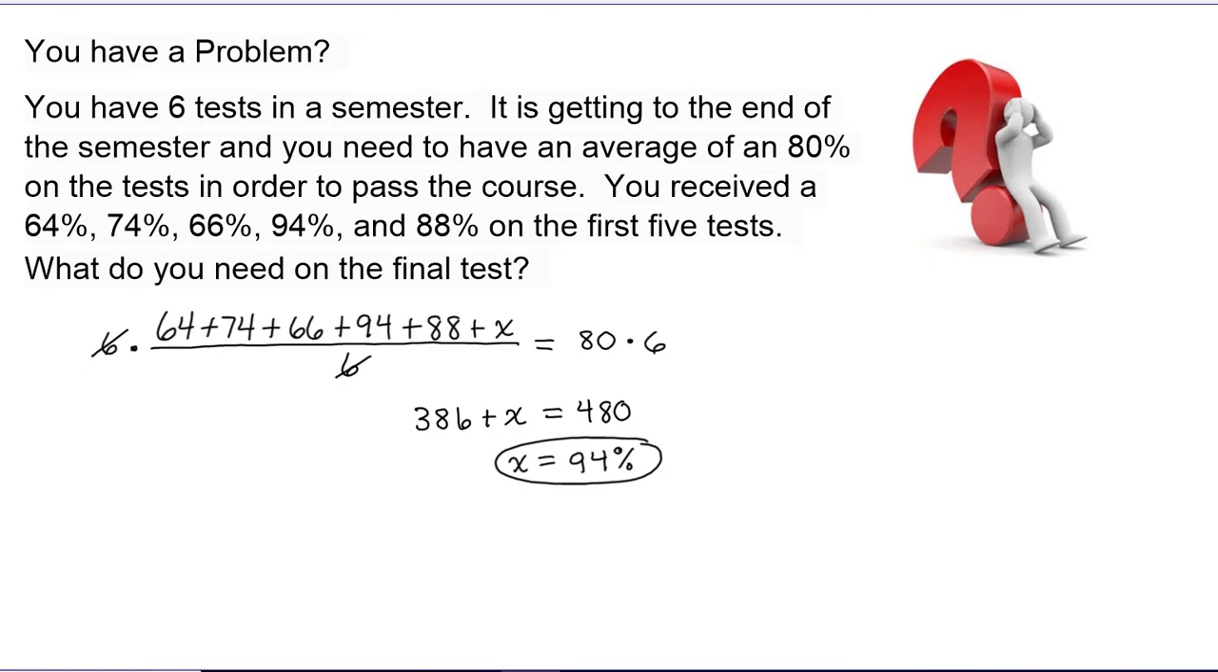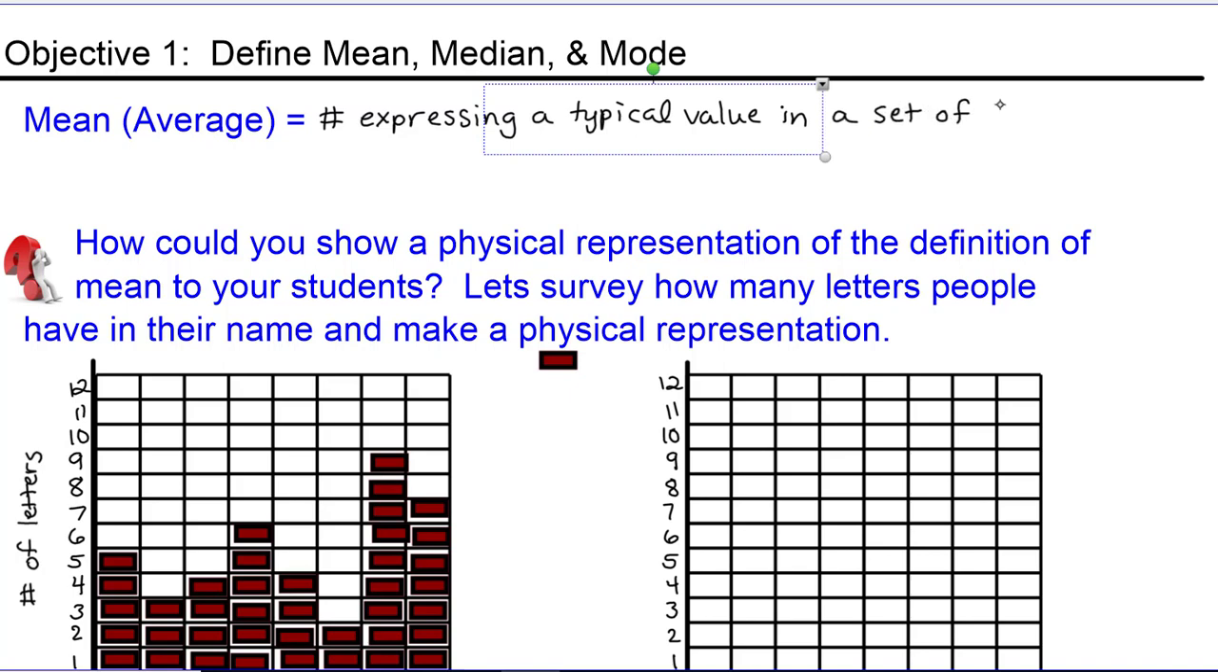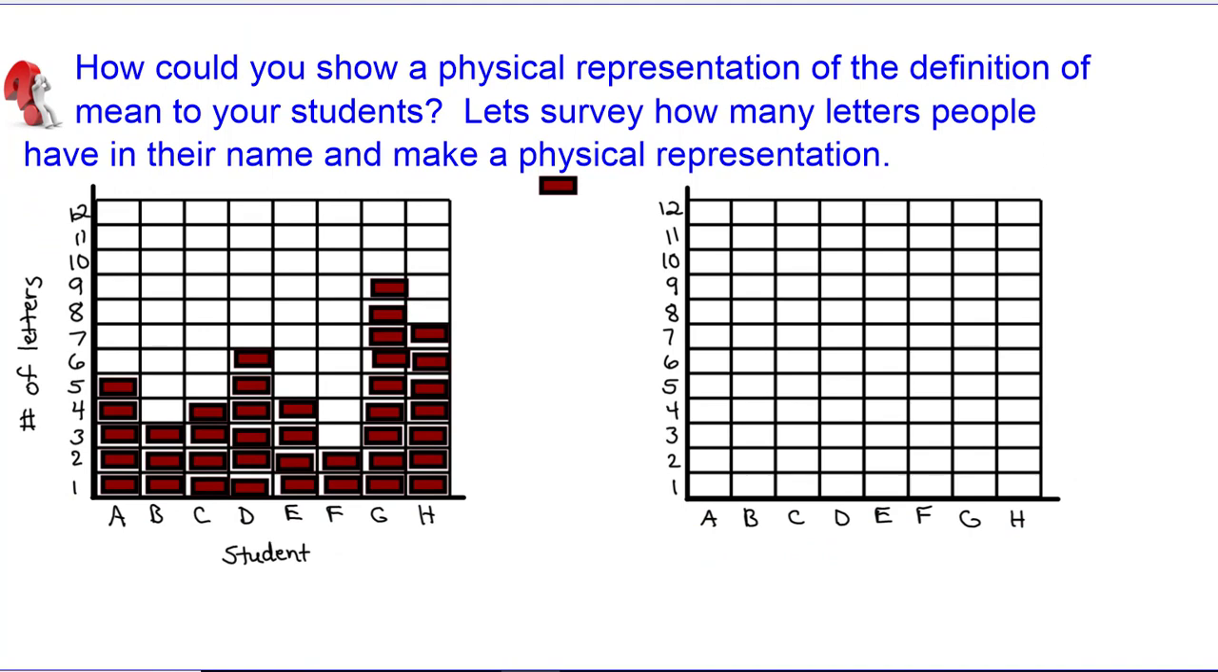So why does this method work? I want to show you. Let's talk about what average is exactly. Mean or average is simply the number expressing a typical value in a set of data. In other words, it's what you typically get. It's not what you always get, but it's just typical.